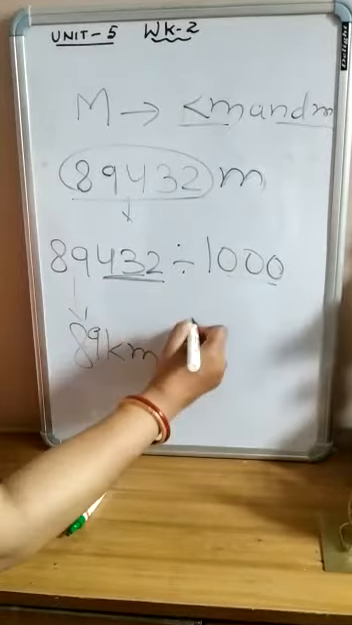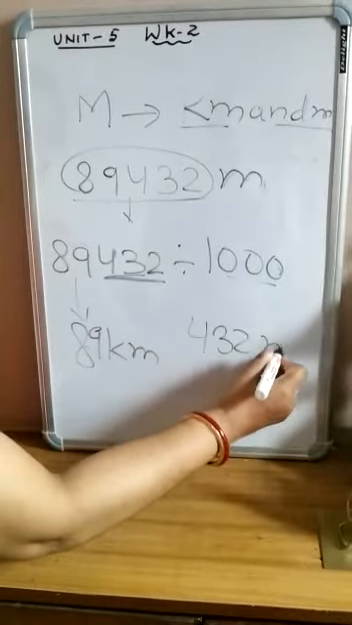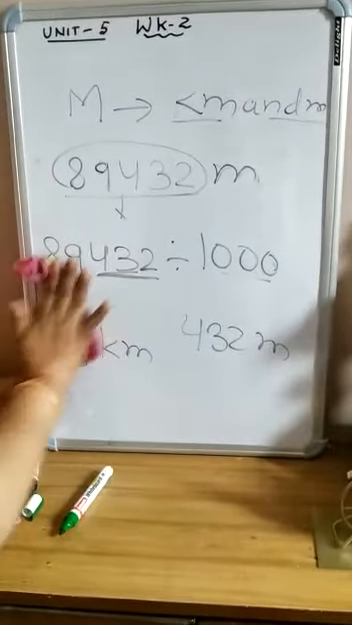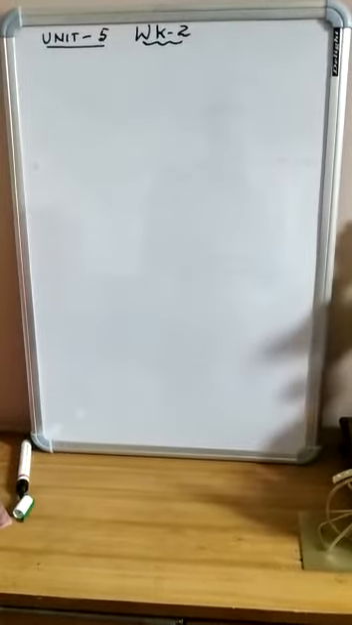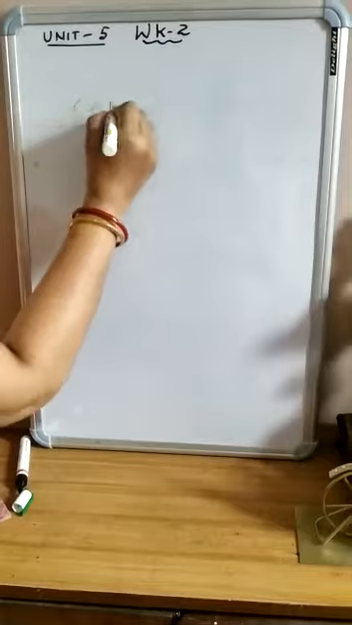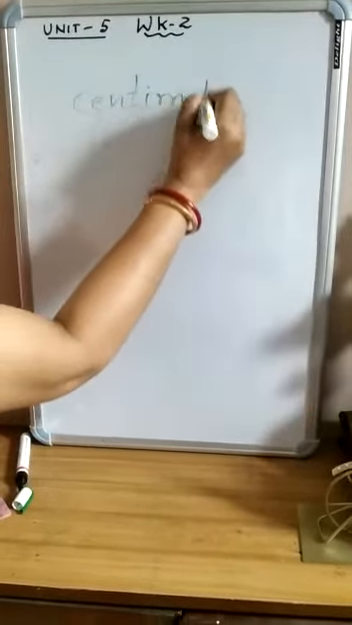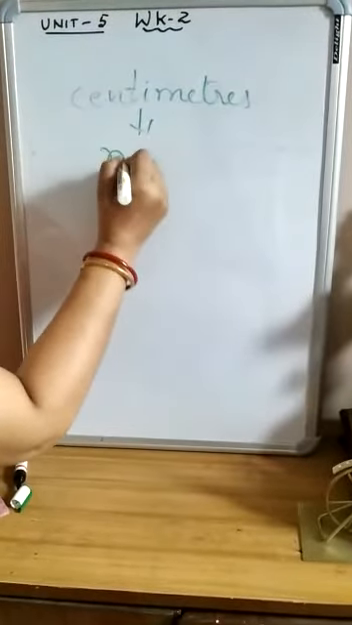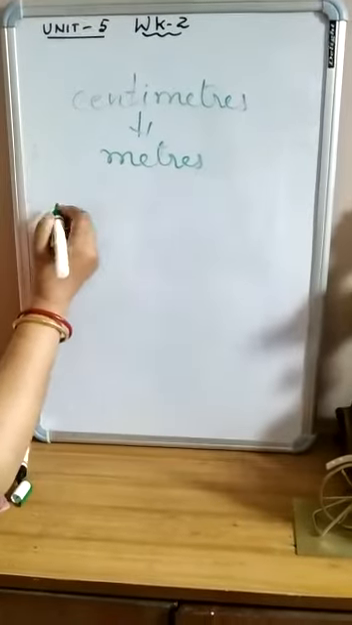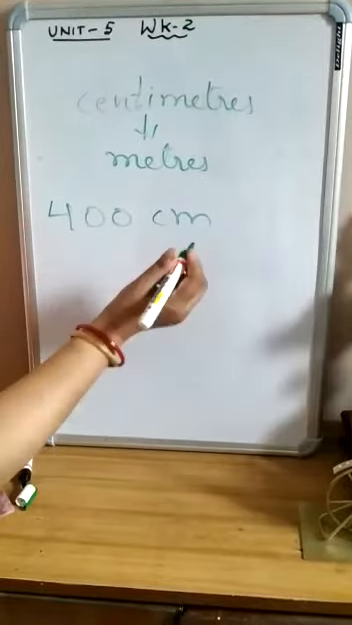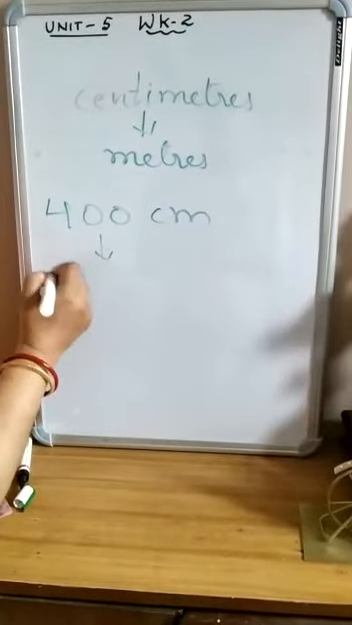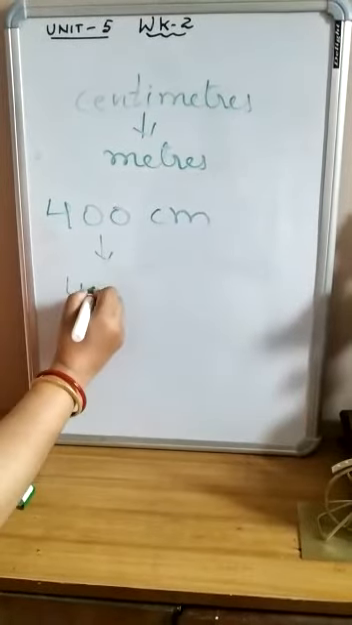Okay children, now let us recapitulate it. We will go to another point. So here the point is, we convert centimeter into meter only. For example, 400 centimeter, right? 400 centimeter. What we will do? 400 centimeter will be divided by 100. Why 100? Because 1 meter equals 100 centimeter.